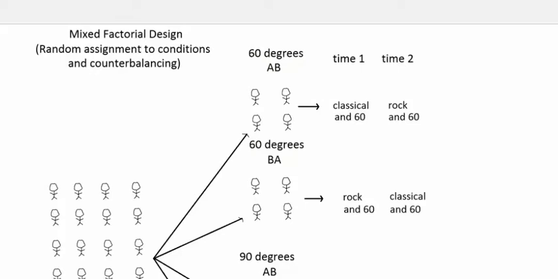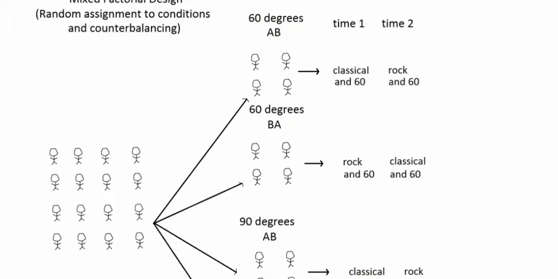And I mentioned that a mixed factorial design is halfway between subjects and halfway within subjects. So notice how in this experiment, each participant is going to 60 or 90 degrees, but not both. That means that temperature is between subjects because each person gets one or the other. Also notice how each person is going through both types of music. So type of music is within subjects. So basically, it's like we're combining a between subjects experiment on temperature with a within subjects experiment on music and putting them together into one experiment, and it becomes a mixed factorial design.